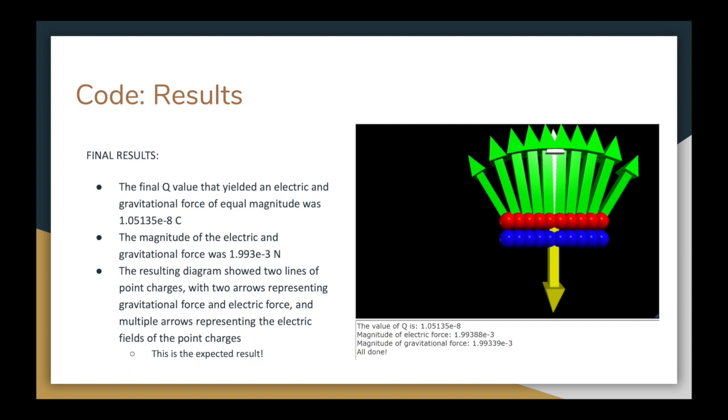The final Q value that was found after a few rounds of guess and check was 1.05135 e to the negative 8 coulombs, while the magnitudes of the gravitational and electric forces were 1.993 e to the negative 3 newtons. The diagram on the right shows two lines of point charges, with multiple arrows representing the electric fields of the point charges, and two arrows representing the gravitational force and net electric force. This is the expected result.